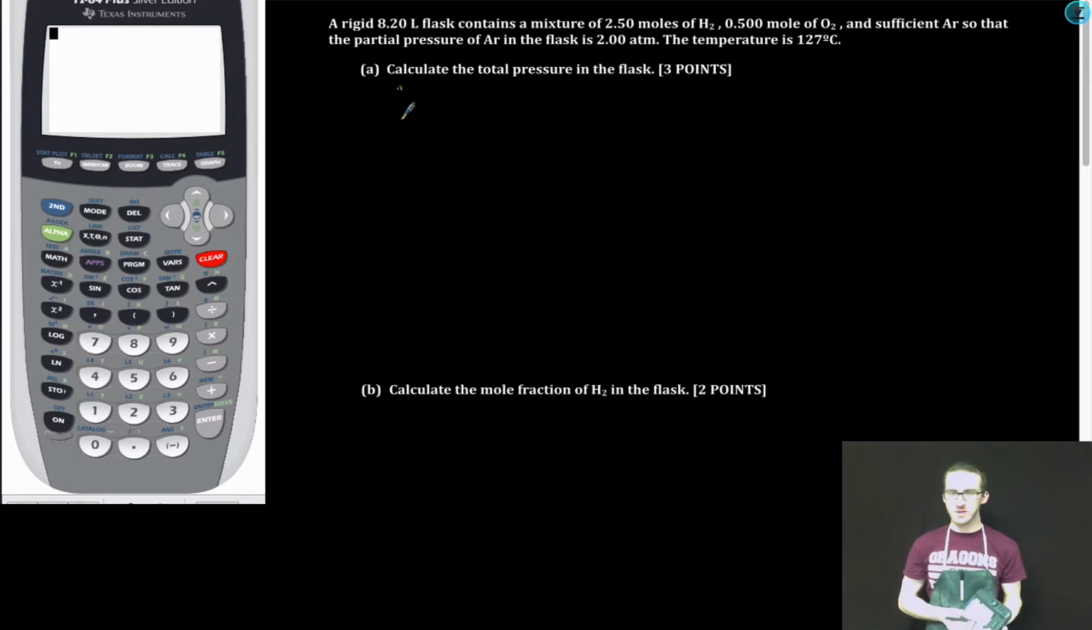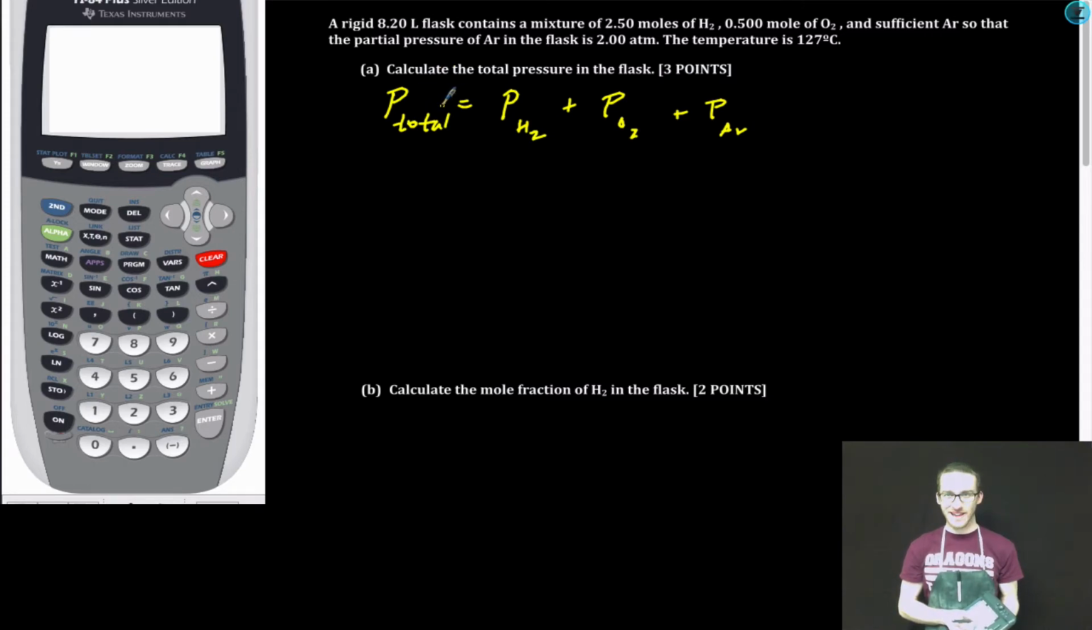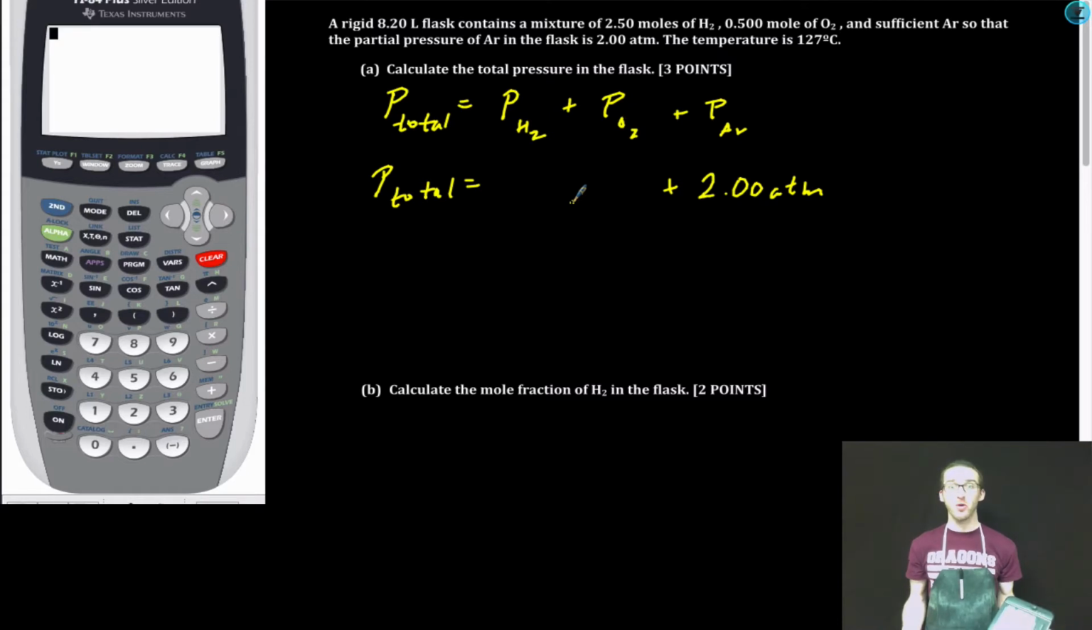Let's recall Dalton's law of partial pressures. The sum of the individual partial pressures of the gases equals the total pressure of all of the gases. So we are already provided with the partial pressure of the argon gas, 2.00 atmospheres. If we could somehow determine the partial pressure of the hydrogen and the partial pressure of the oxygen, we could then determine the total pressure in the flask. We're given the volume of the flask, the number of moles of each of those gases, and the temperature. You know what this sounds like, don't you?